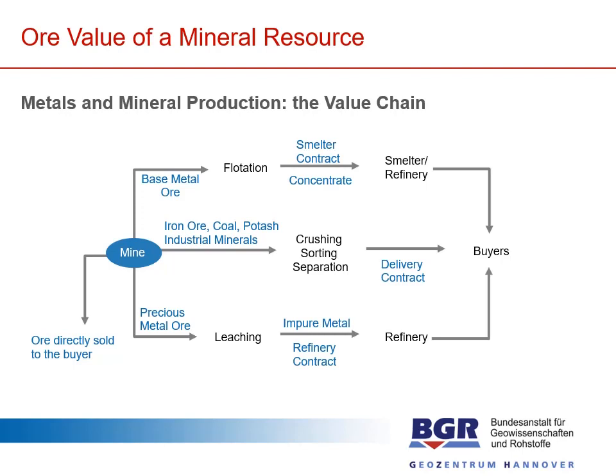If you have a precious metal ore, you can produce concentrate, but more frequently leaching is applied. You are then able to produce an impure metal, a bullion, and you are selling that to a refinery, with which you have a contract. So you have a refinery contract, and you are paid for this impure metal. The refinery afterwards is refining the precious metals, usually gold and silver, to pure gold and pure silver bars, and selling them to end users, investors, whomever. So direct shipping ore, if you are selling the ore; base metals, concentrate and a smelter contract; iron ore, coal, potash, industrial minerals, usually delivery contracts; and precious metals, impure metal and a refinery contract.